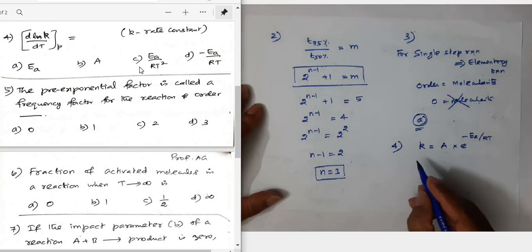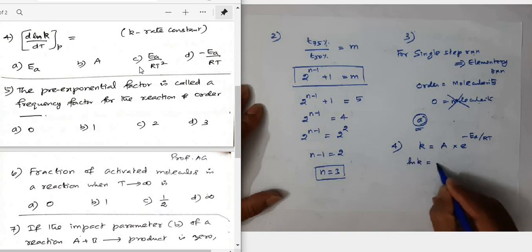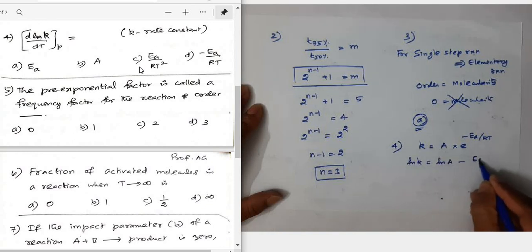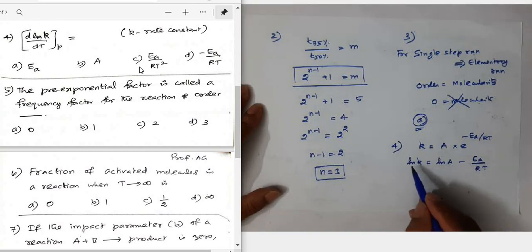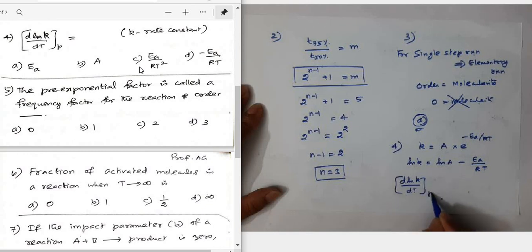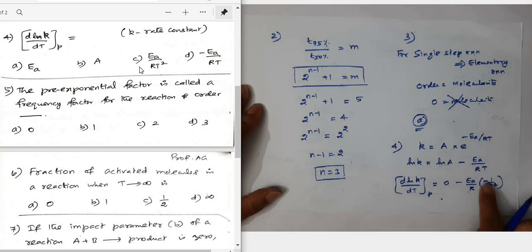Okay, if I take logarithm, because we need to find out d ln K by dt, so first let me take logarithm. So ln K equal to ln A minus EA by RT. Now we have to differentiate this K with respect to temperature, keeping pressure constant. So d ln K by dt at constant pressure equal to, okay, pre-exponential factor is time independent as per Arrhenius equation. Therefore this is 0 minus EA by R. If you differentiate 1 by T will give you 1 by T square, and minus of minus become plus.